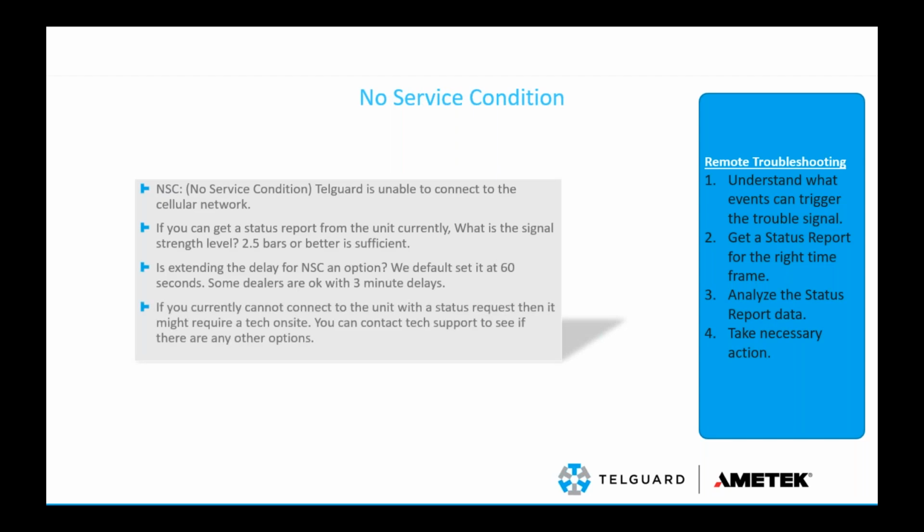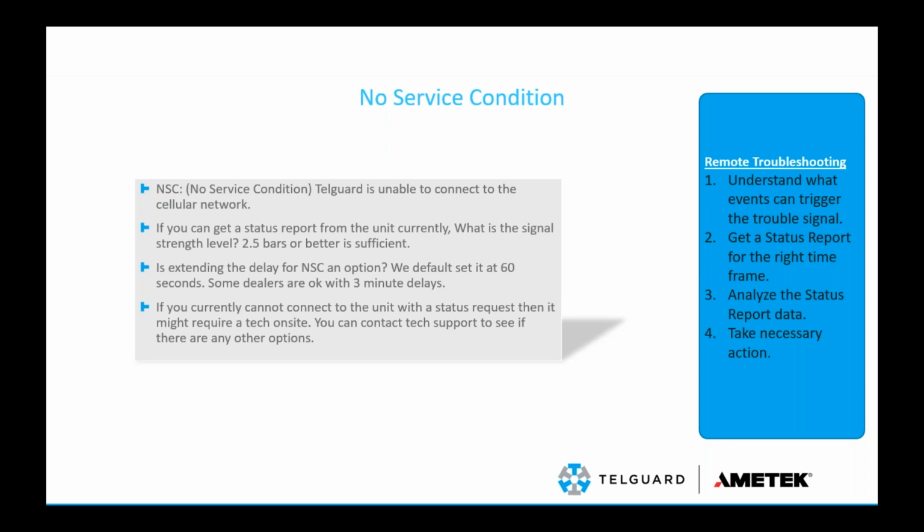Now, no service condition, straightforward. It's when the Telguard is unable to connect to the cellular network. So if you can get a status from the unit currently, meaning, okay, I see there was a trouble condition last night, I request a status. I get a status report. In that report, I see a no service condition, but we're at 2.5 bars or better in our signal strength. At that point, we have a couple of options on how we want to proceed.